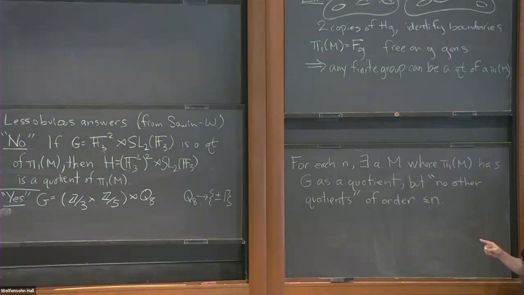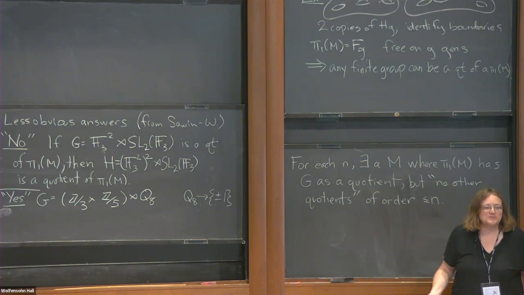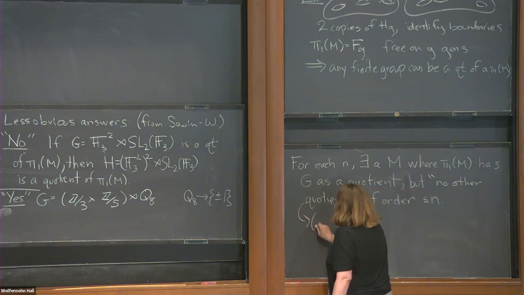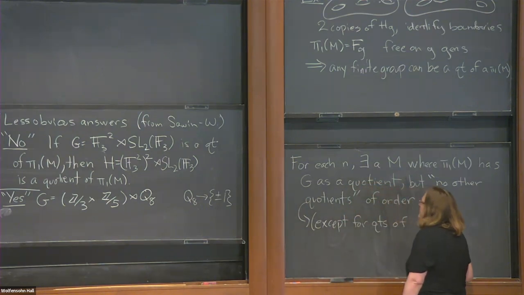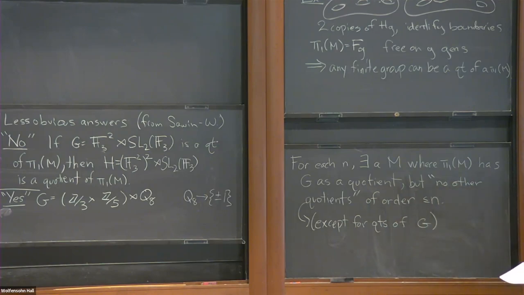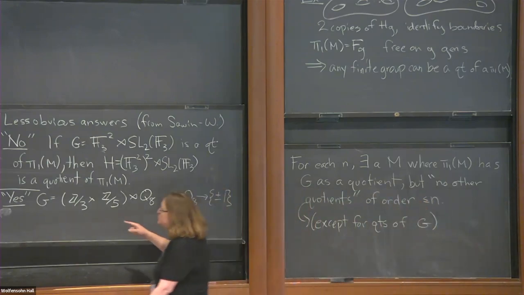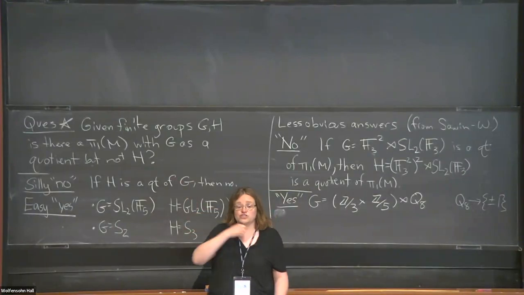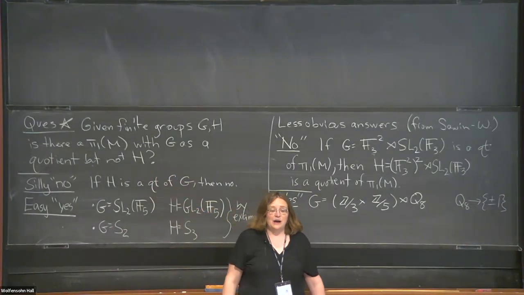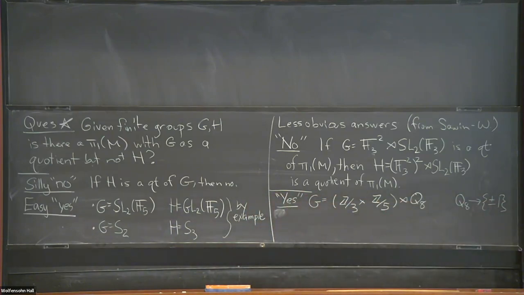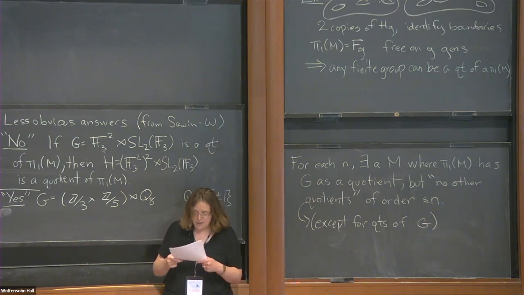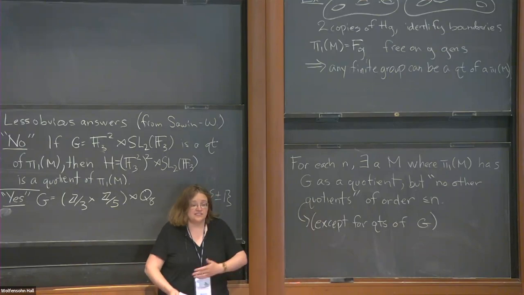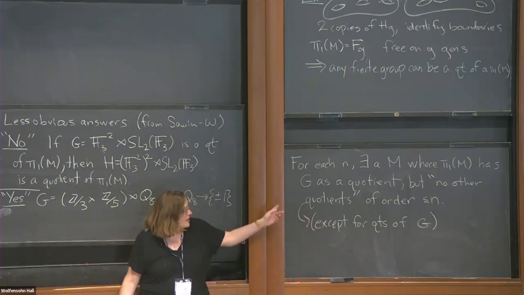Now, I had to put no other quotients in quotes because, of course, if it has this group as a quotient, it has all of that group's quotients as a quotient. So what no other quotients means, of course, is except for the quotients of G itself. In particular, this means that if you take this group G and any group H that's not a quotient of G, then the answer to this question is yes. This is called an example of a generalized quaternion group. You can have this generalized quaternion group as a quotient, but no other quotients up to whatever bound of order n.